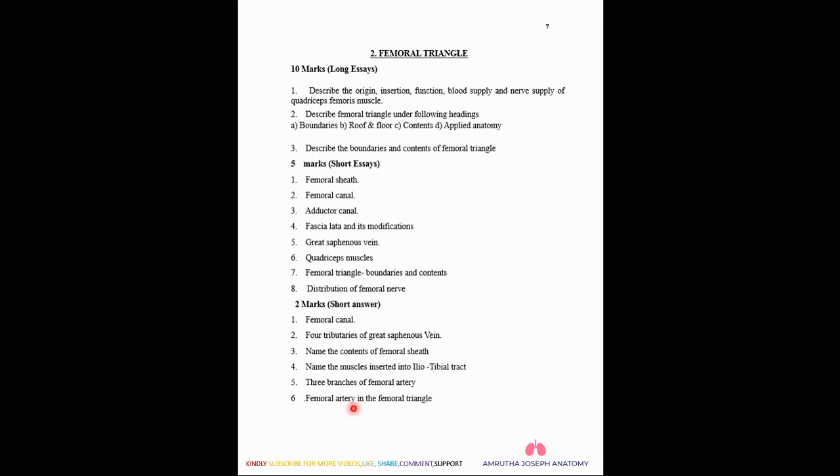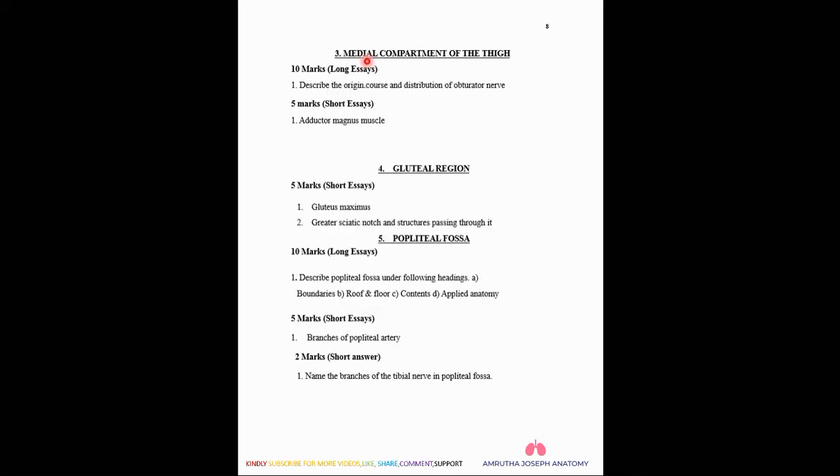Coming to the middle compartment of the thigh, 10 marker: describe the origin, course and distribution of the obturator nerve. So the obturator nerve is asked as a 10 marker. Similarly, the femoral nerve can also be asked as a 10 marker. The sciatic nerve also can be asked as a 10 marker.